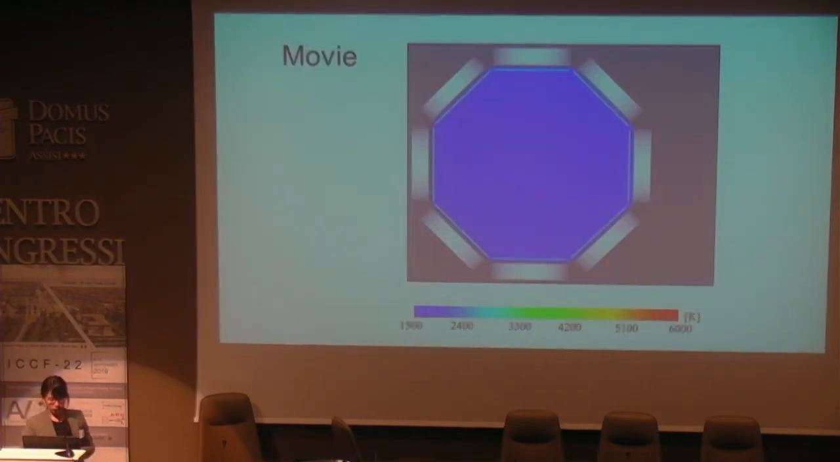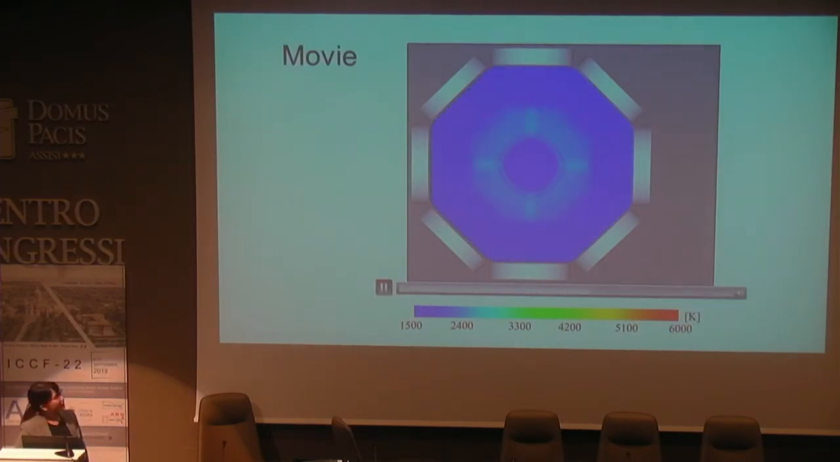And next is a movie for the temperature distribution for basic scenario type 2. Okay, so this shows a movie, and the jets collide at the center. You can see a red spot in the center, which shows temperatures over 6,000 Kelvin.